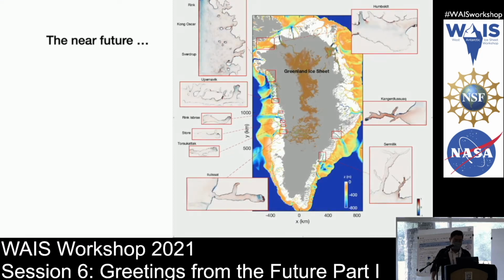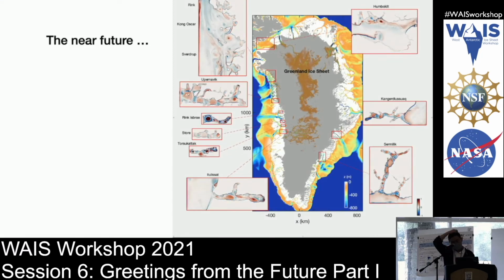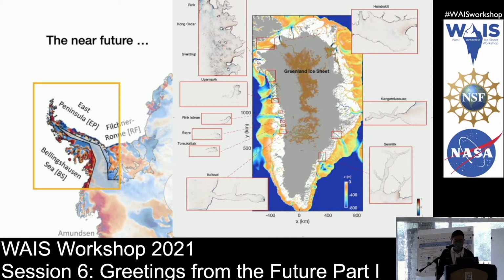And very finally, the ongoing process is to make these high-resolution models all around Greenland of these fjords, and hopefully in the near future, we will do some on the peninsula and other places as well.